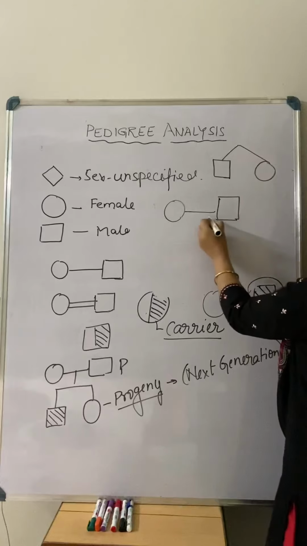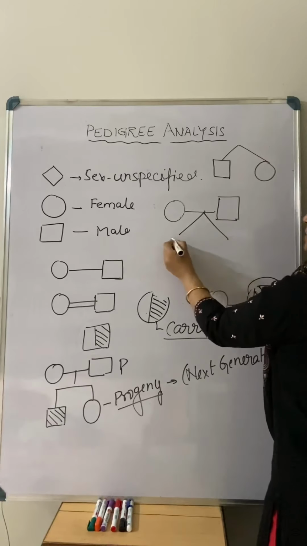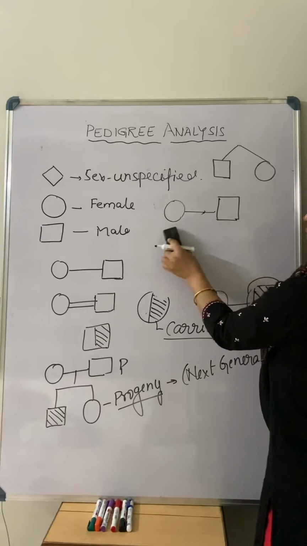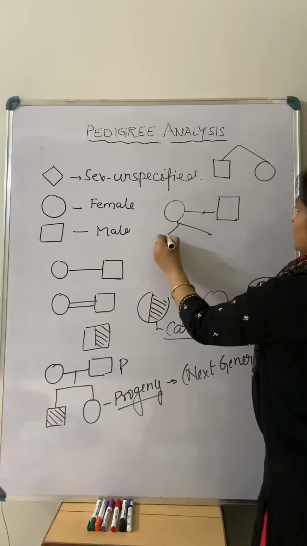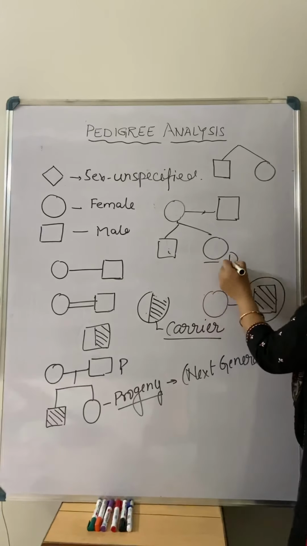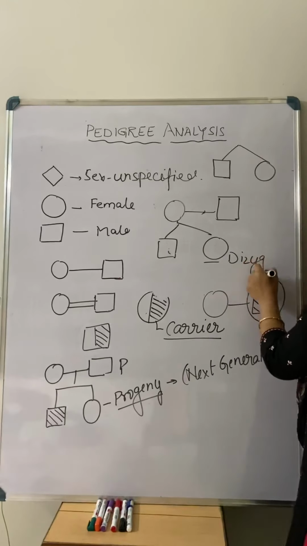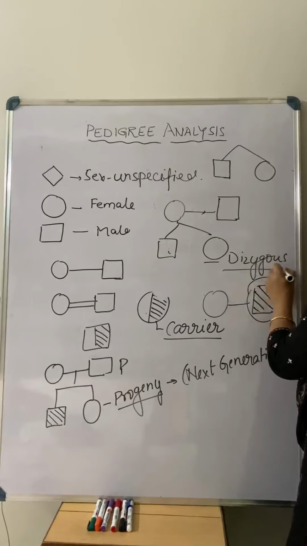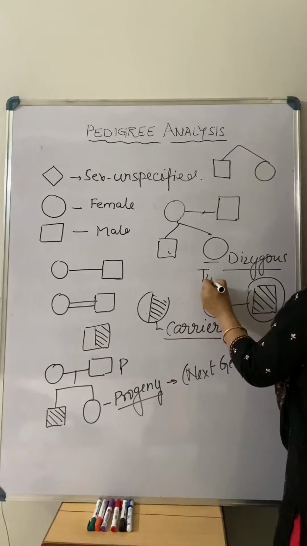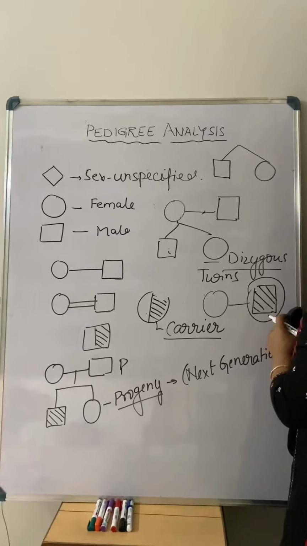Female and male are going to fuse, and their progeny is like this. Or, more correctly, you can show it like this also. So in this case, these are the dizygous twins. This is the symbol when in any pictorial presentation it is shown like this, meaning these are the dizygous twins, right?